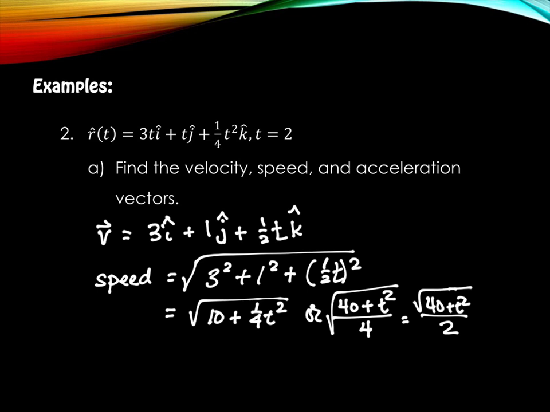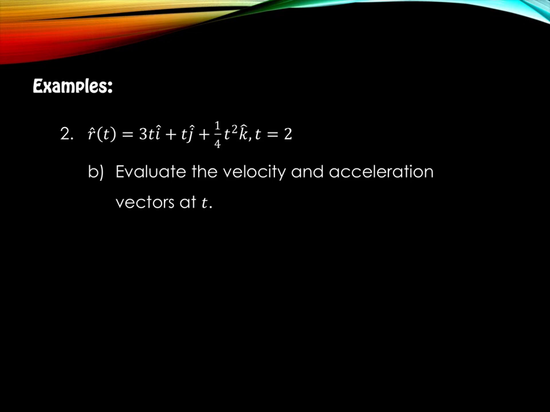Acceleration, right? All right, so what is our acceleration vector going to look like? Yep, just 1/2 k. All right, so it's only accelerating in the k direction. Everything else is constant. All right, and then part B is to evaluate them at the t value, t equal to 2 that you're given.